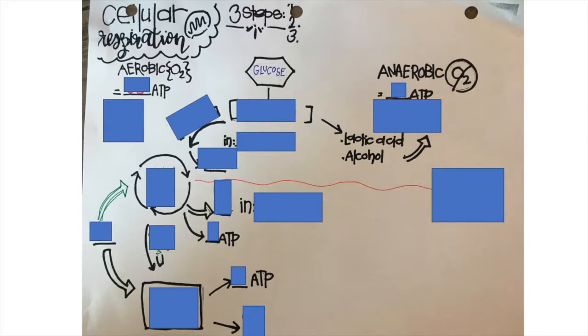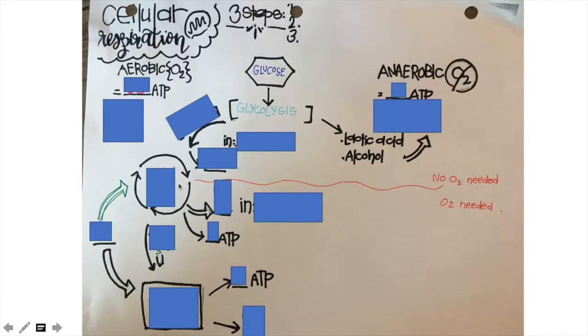So first we have glucose. That's our monomer. That's going to go into glycolysis. Glycolysis is the first step. Glycolysis does not need oxygen. As you can see here, glycolysis is considered anaerobic. So no oxygen is needed for our glycolysis, but oxygen is needed for the other steps, which is what that line is for. So glycolysis, again, occurs in the cytoplasm.